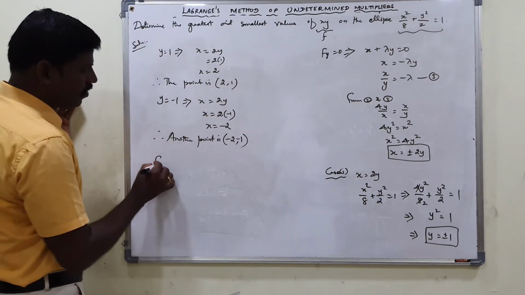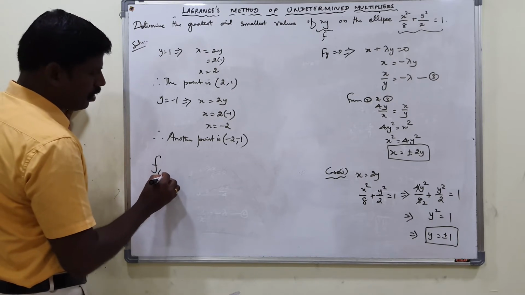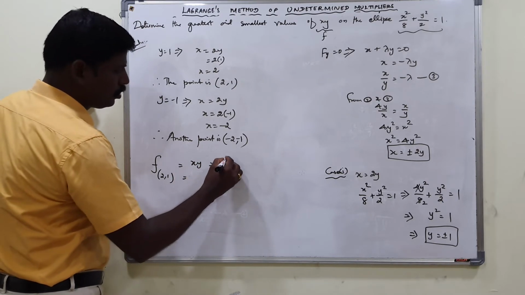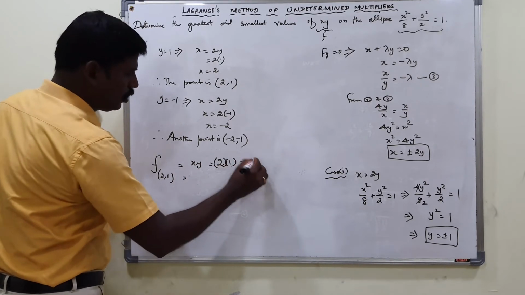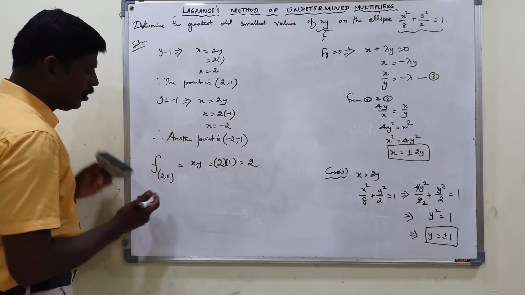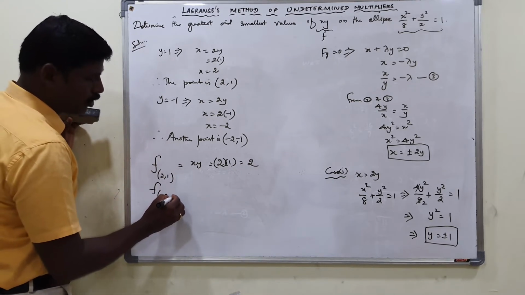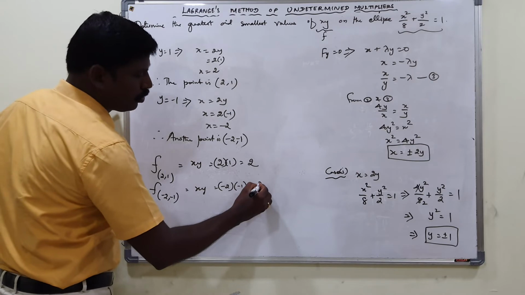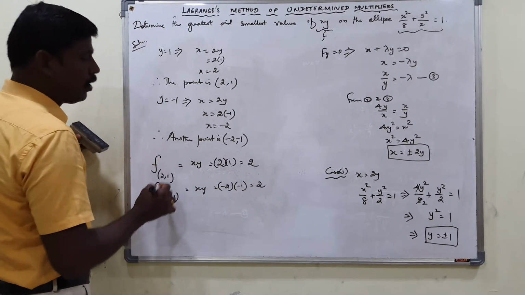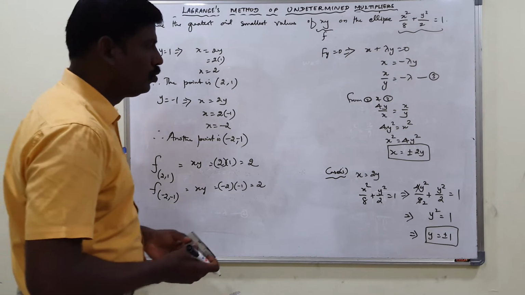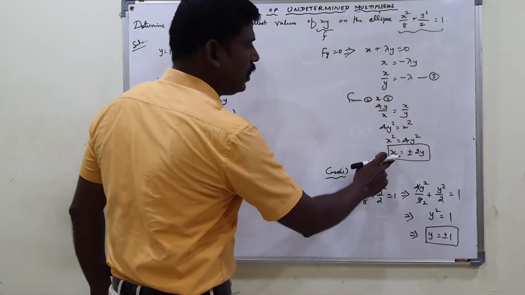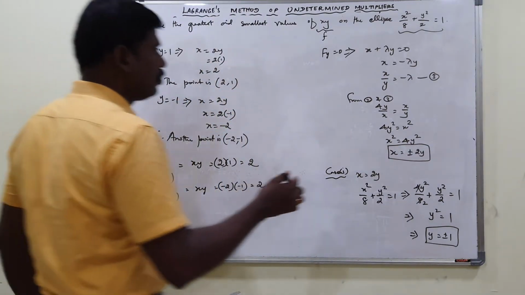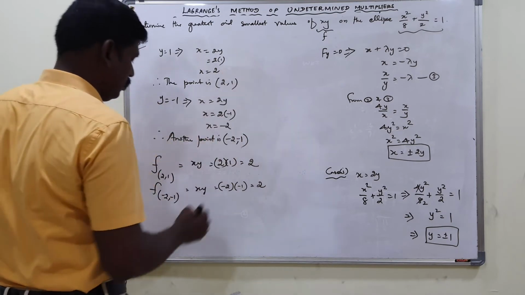The value of f at (2, 1) is xy. X is 2, y is 1, so that is equal to 2. And the value of f at the point (minus 2, minus 1) is xy, that is minus 2 into minus 1, equal to 2. So the value of f at both of these 2 points is 2. This is for case 1. Same like that, we take x equal to minus 2y. Case 2.